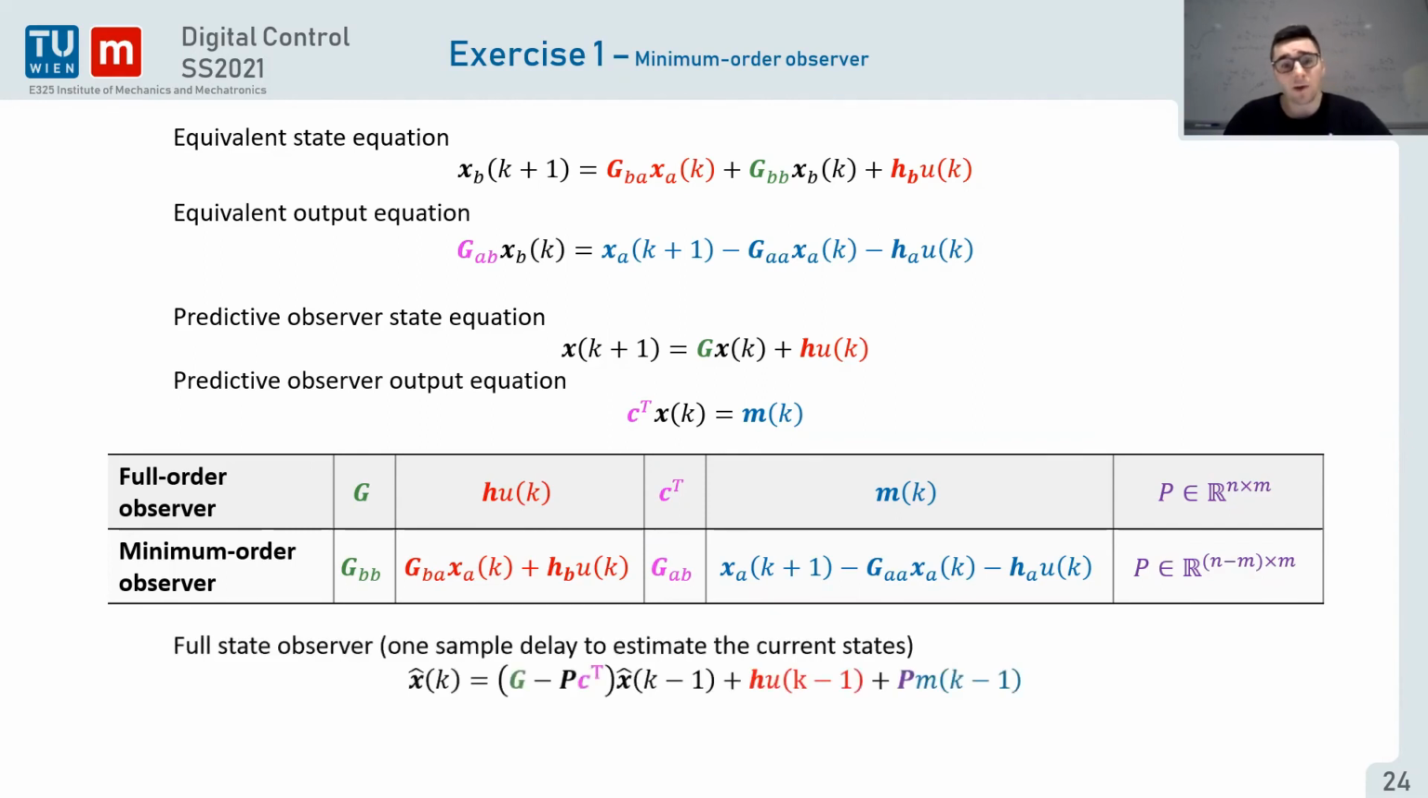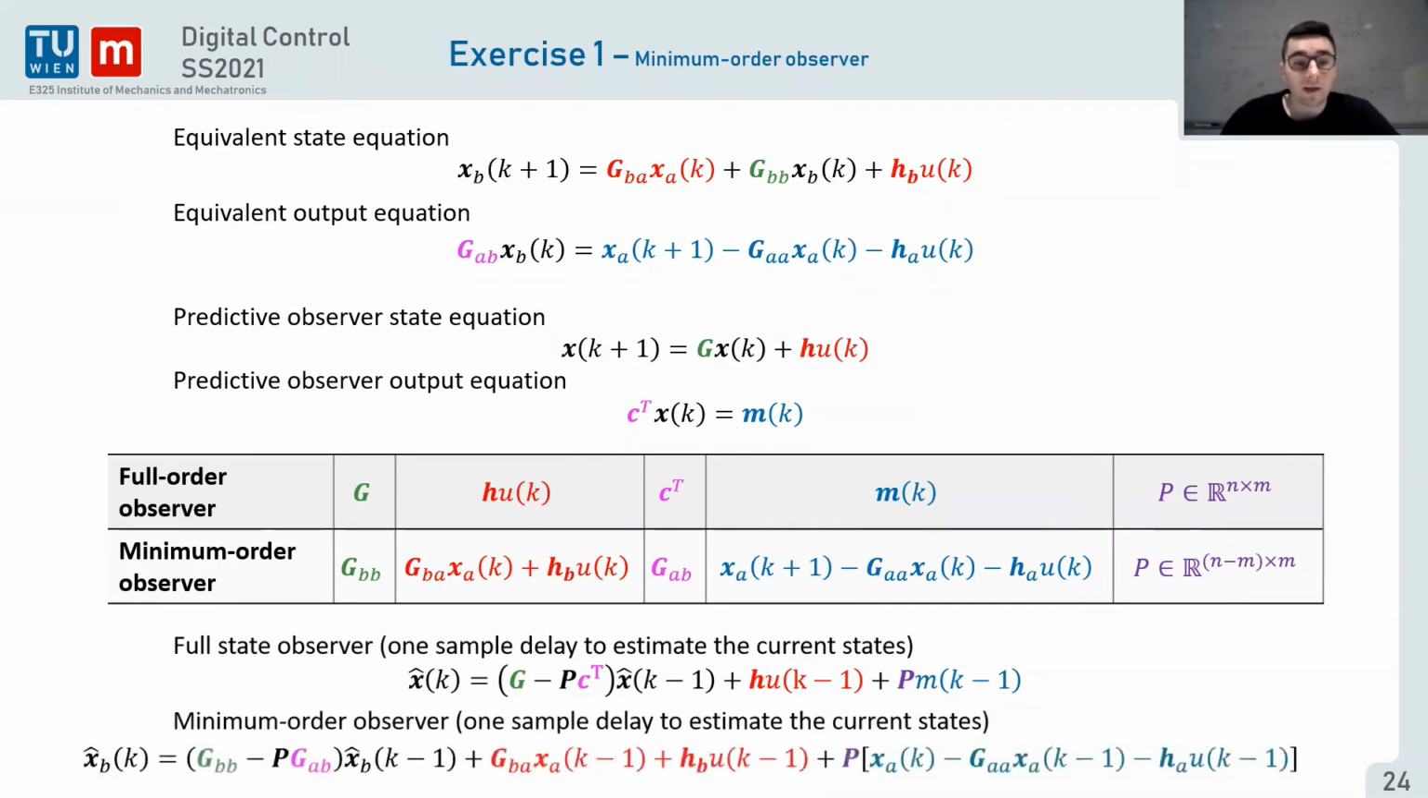And so if I want to find the equation for the estimation, last time we used x hat of k, so we're estimating all the states. That was the equation. And now if I keep the same colors, basically, I can find xB hat of k, so estimating only the non-measurable part of the state vector. This is the equation.